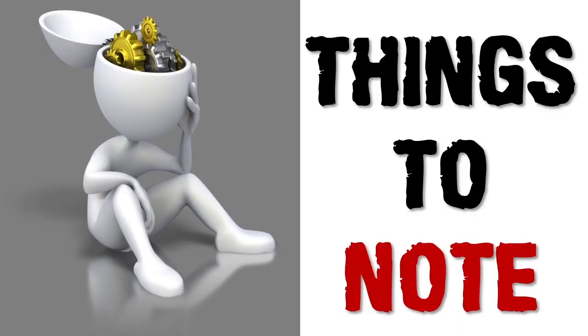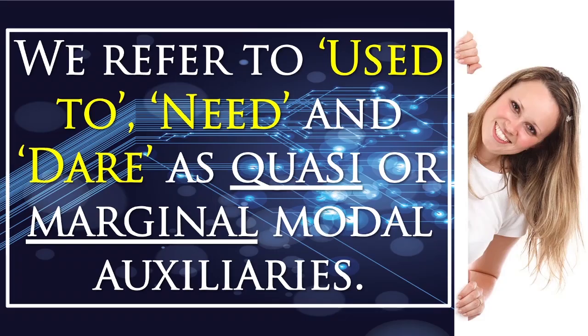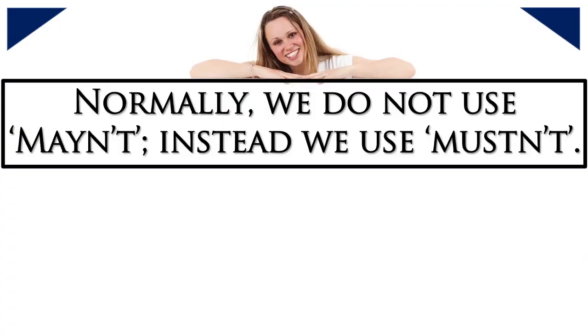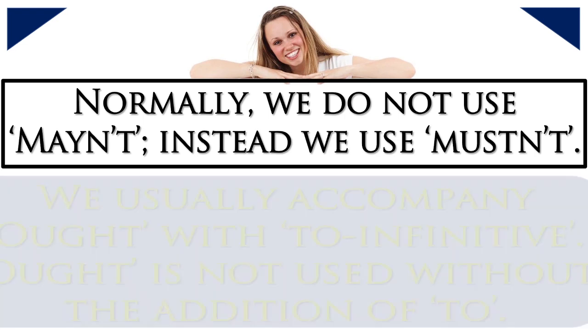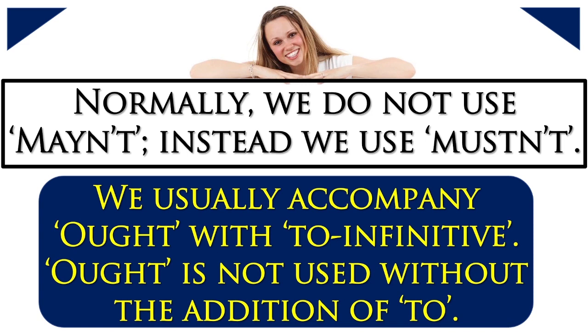Now, what are those things that we need to note before we proceed? The first thing is that we refer to used to, need, and dare as quasi or marginal modal auxiliaries. The second thing we need to note is that we do not use mayn't. Instead, we use mustn't. Another thing we need to note is that we usually accompany ought with to infinitive. That is, ought is not used without the addition of to.